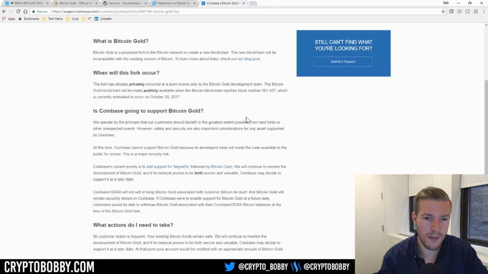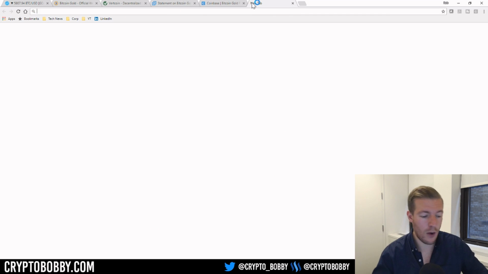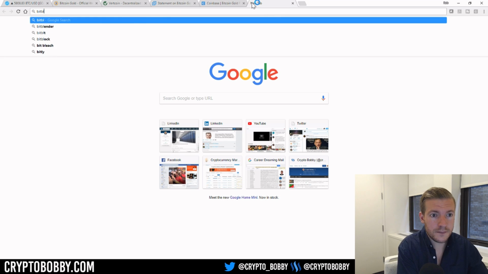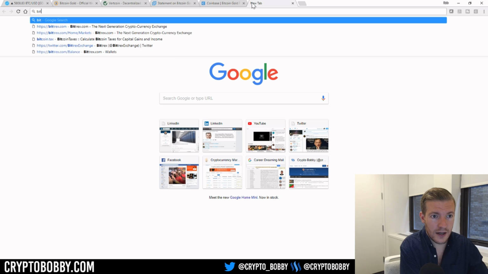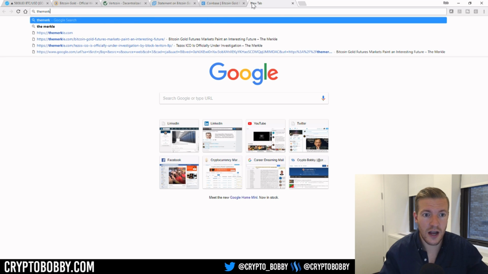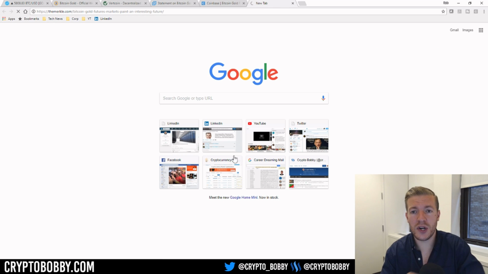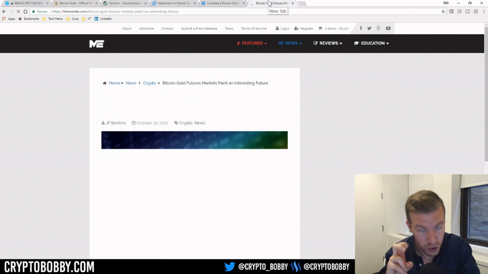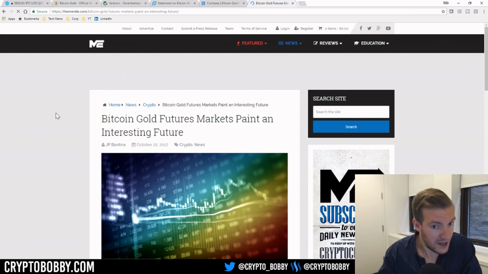And Coinbase has come out and said some similar things, just not being sure of the security and the value behind Bitcoin Gold. Now, in addition to that, one thing that's fairly interesting that we can take a look at is that Bitcoin Gold now has its first futures market. It's pretty damn small though.